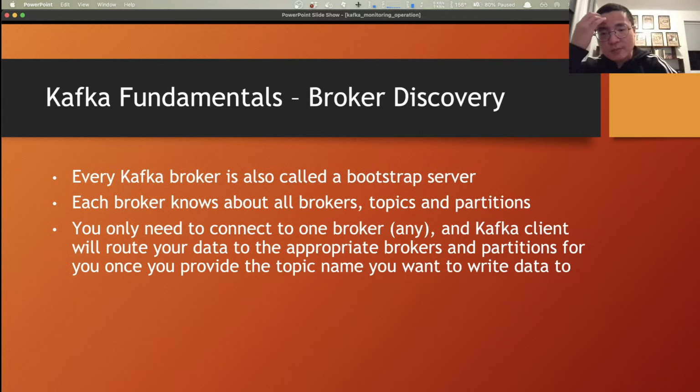Next, let's talk about broker discovery. We've already covered it in the previous slides, but I'm going to talk about it one more time because it's also important. Every Kafka broker is called a bootstrap server, which means each broker knows about all brokers, topics, and partitions via metadata. You only need to connect to one broker, and the Kafka client will route your data to the appropriate brokers and partitions for you once you provide the topic name that you want to write data to. All right.